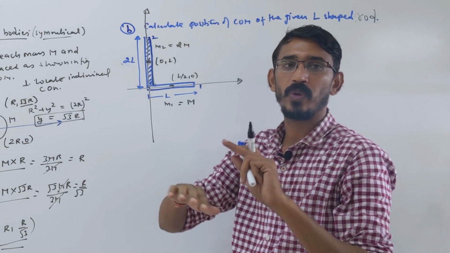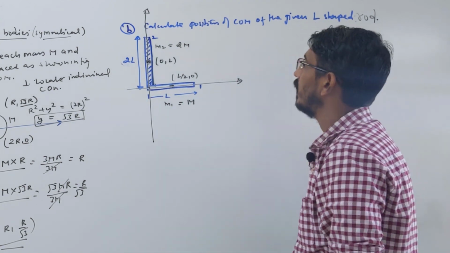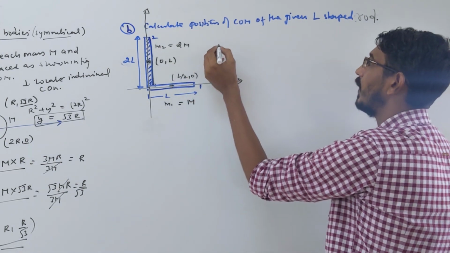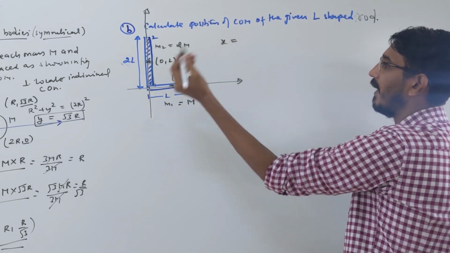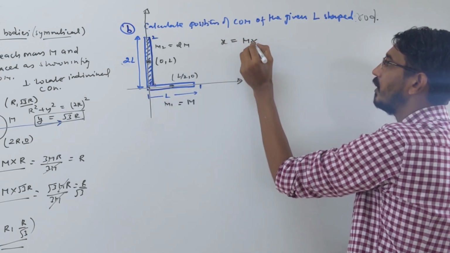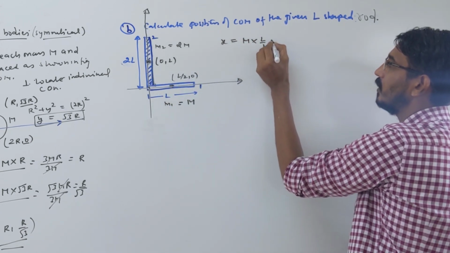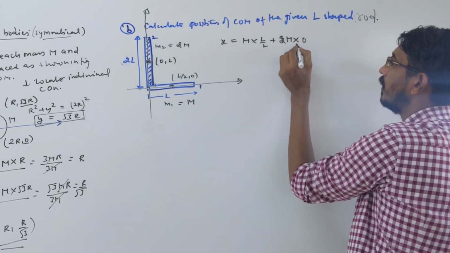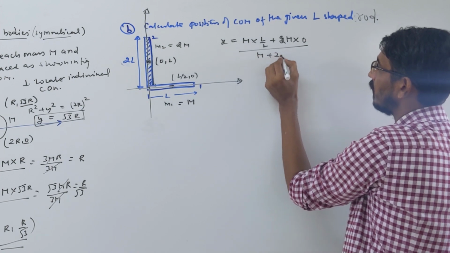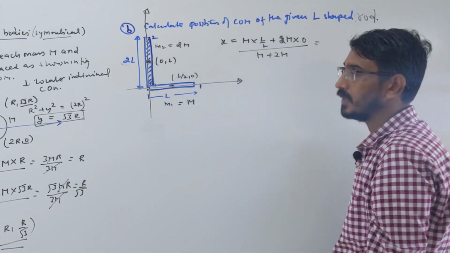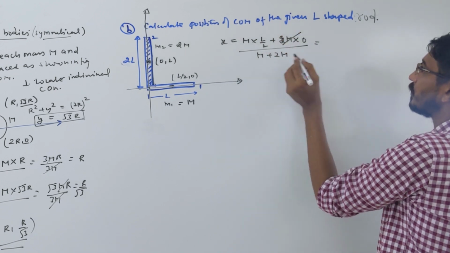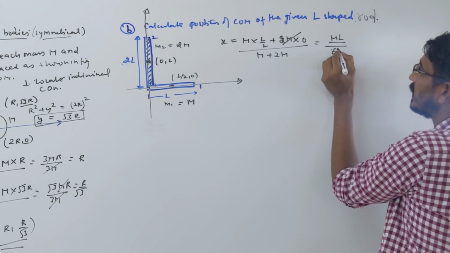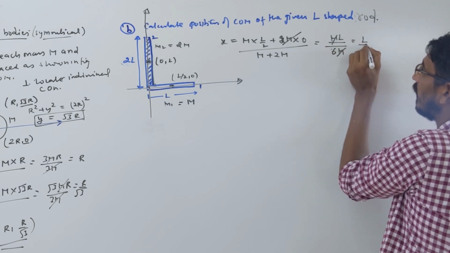Double, right? Mass is proportional to length for a uniform rod. Now, in the same way, find the x coordinate. M1, this one, times its x coordinate, L by 2. M2 is 2M, and its x coordinate is 0, divided by the total mass M plus 2M. So the 0 term vanishes, giving ML by 2 in the numerator, and the denominator becomes 3M, so it becomes 6M. M cancels, and the answer becomes L by 6.